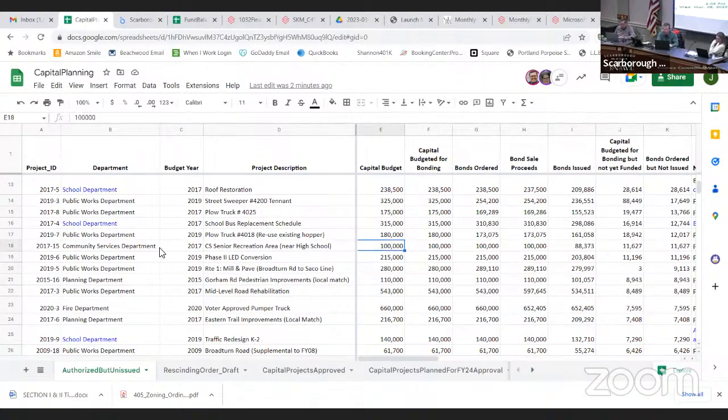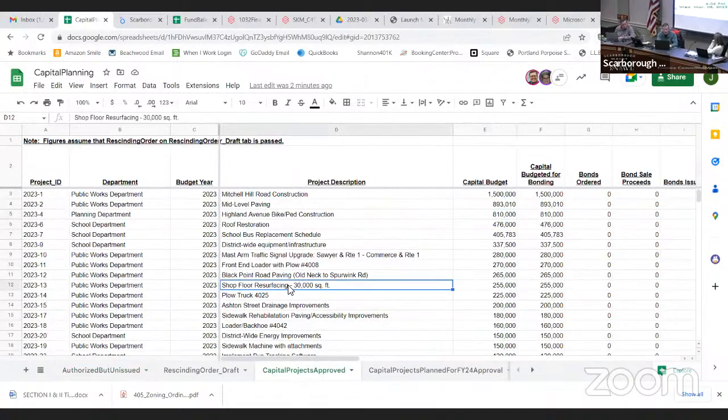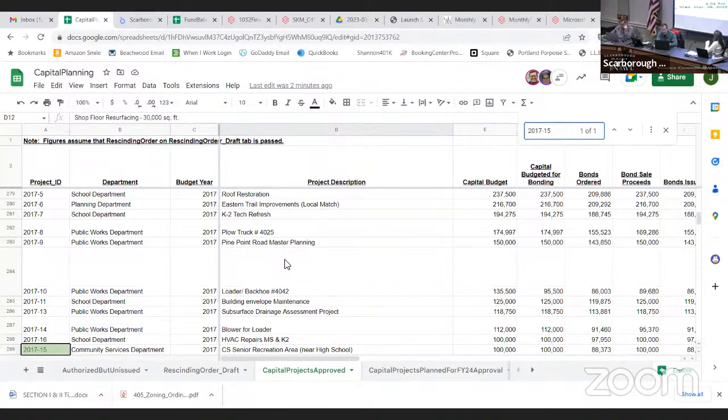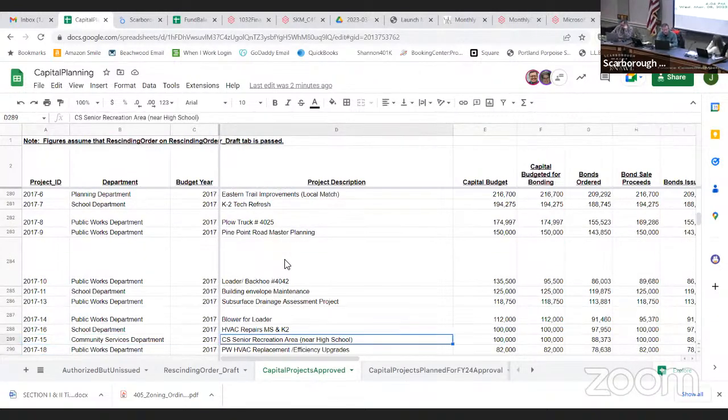Let me go back to that one. I'll make sure I'm not lying to you. So this project ID is useful to trace things back. This particular spreadsheet is actually at a bond order level. A project can have multiple bond orders. If you want to look at the project in total, you can come to the projects approved tab. And if you paste the project number, it's this one.